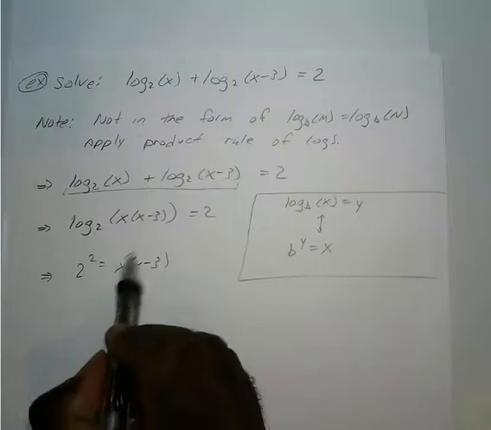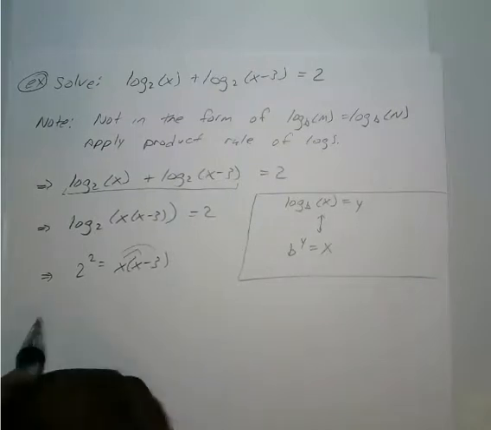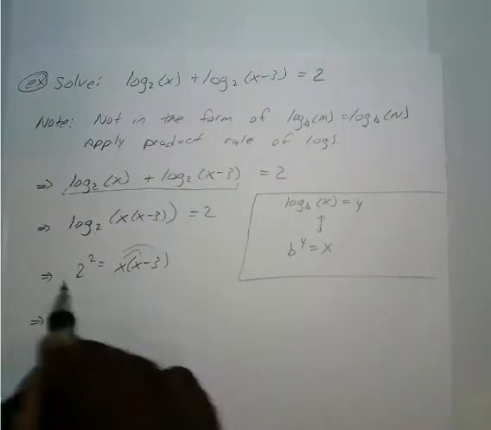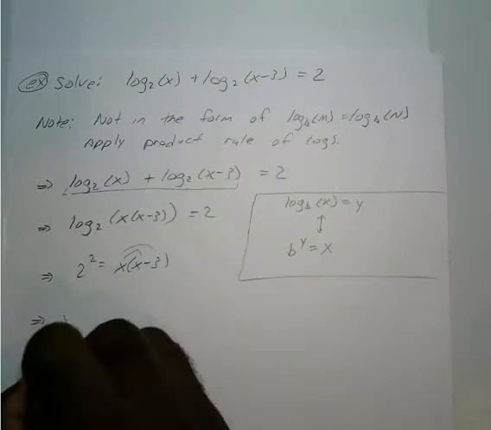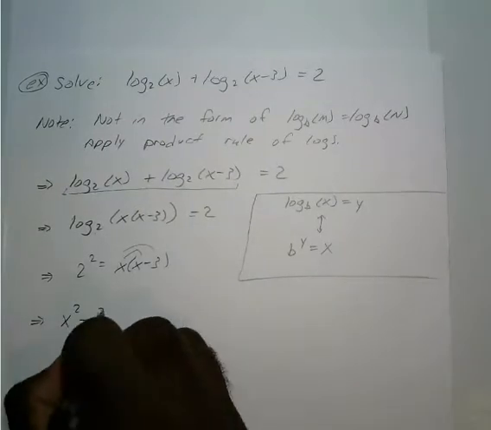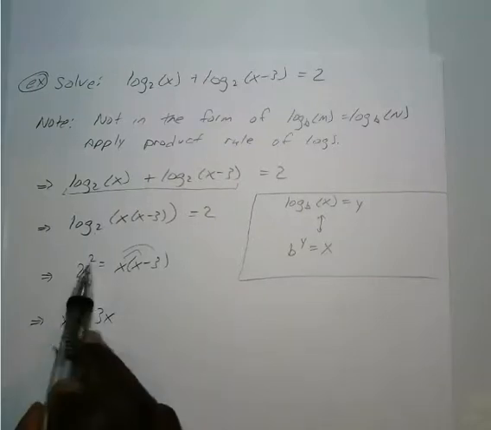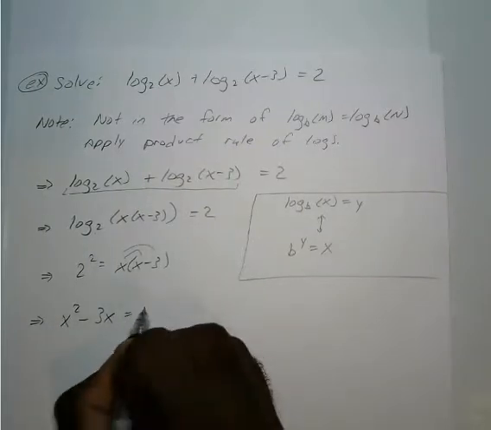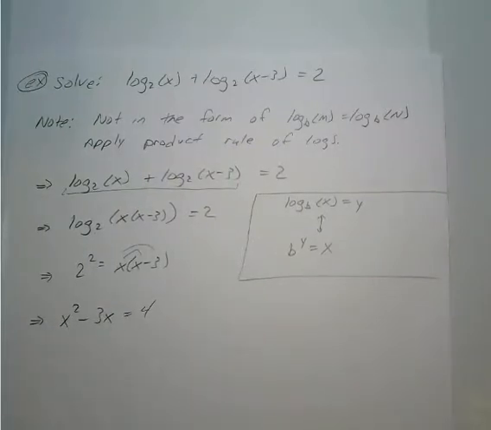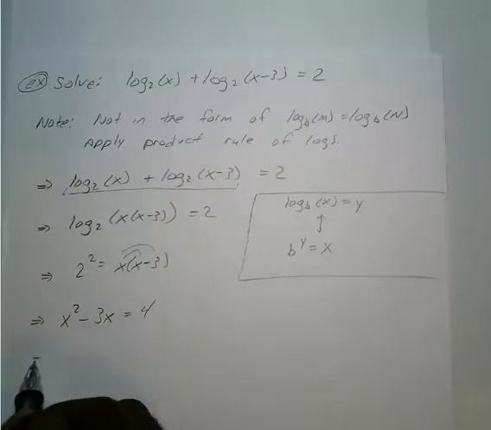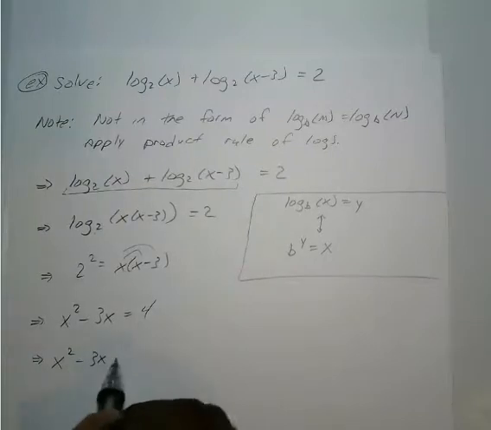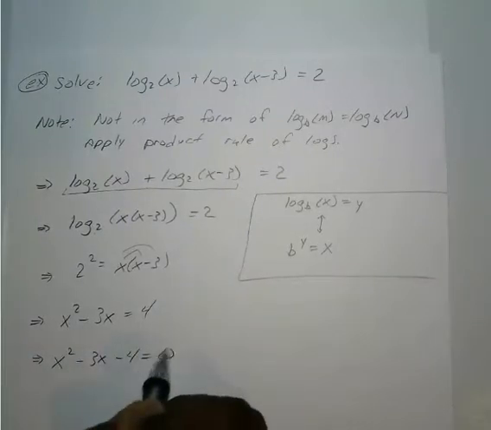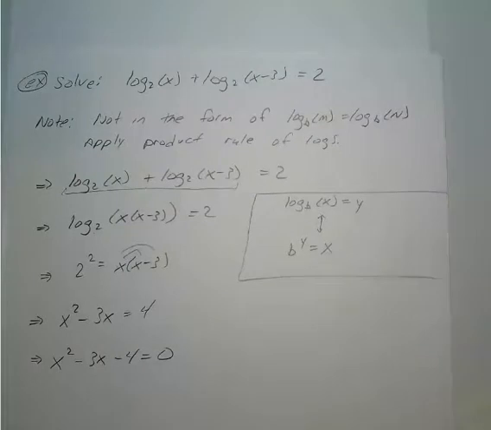Okay, so if we go ahead and distribute that x, and I'm just going to flip it around because I like my variables on the left. So x times x is x squared minus 3x equals 2 squared, which is 4. Okay, so if we go ahead and subtract 4 from both sides, you have x squared minus 3x minus 4 equals 0.